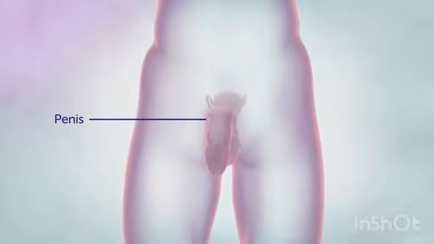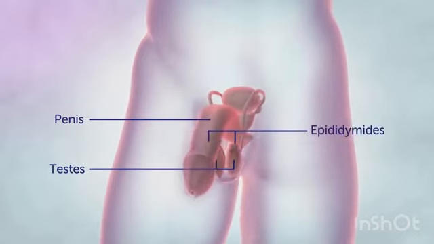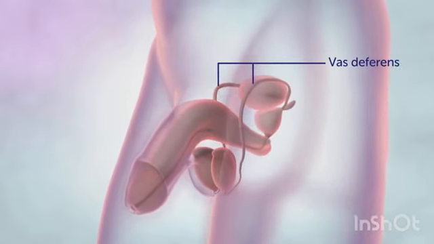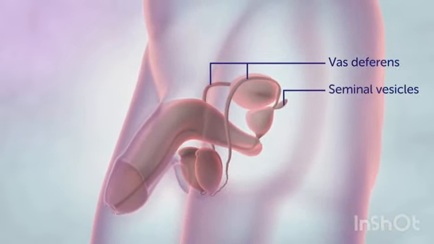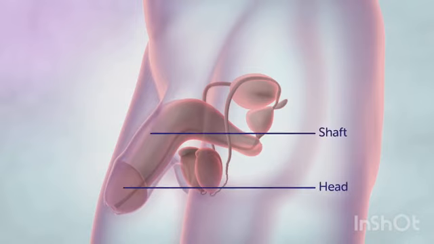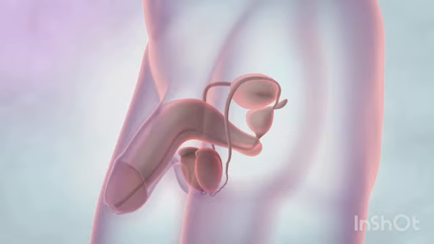The male reproductive system includes the penis, the testes and epididymides held within the scrotum, the vas deferens, and internally, the seminal vesicles and the prostate gland. The penis is the male sex organ. It is made up of the shaft and the head. The head of the penis is covered by a movable piece of skin called the foreskin.